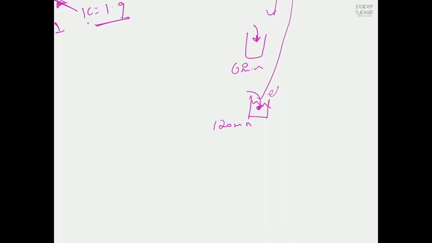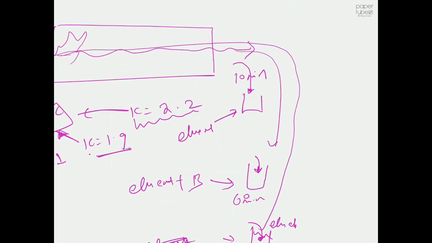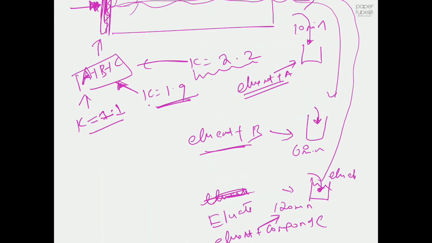These are nothing but eluates. The eluate in the third beaker contains your eluent plus pure compound C, this one contains eluent plus B, and the first beaker contains eluent plus compound A. We call them eluates. So compound A elutes first, compound B elutes second, and compound C elutes third, and that matches their K values. These are the things you have to remember.